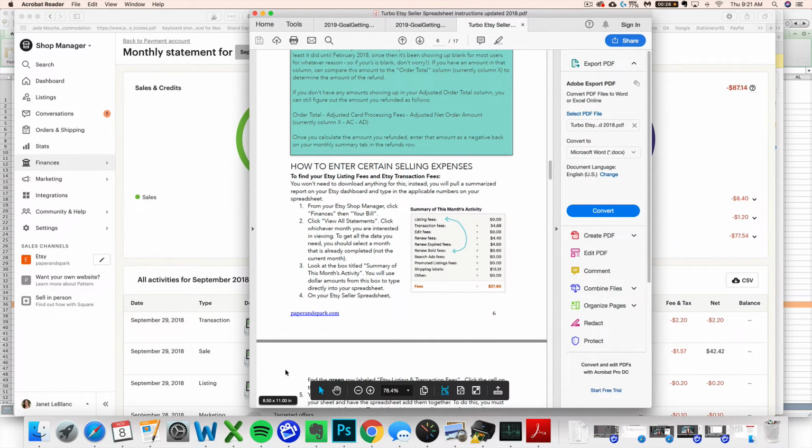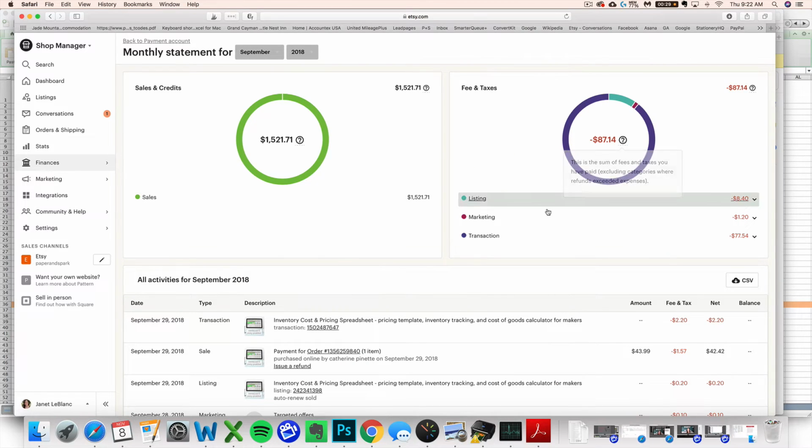You can still import in that CSV as per usual, but the video and the PDF pages where I walk you through entering your bill changes because we don't have this summary of this month's activity. Basically, you can just use this circle instead. The only thing that may need to change for you could be the timing.